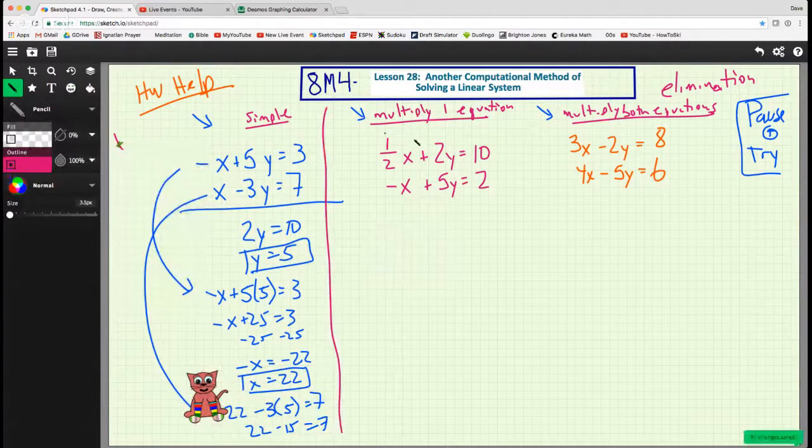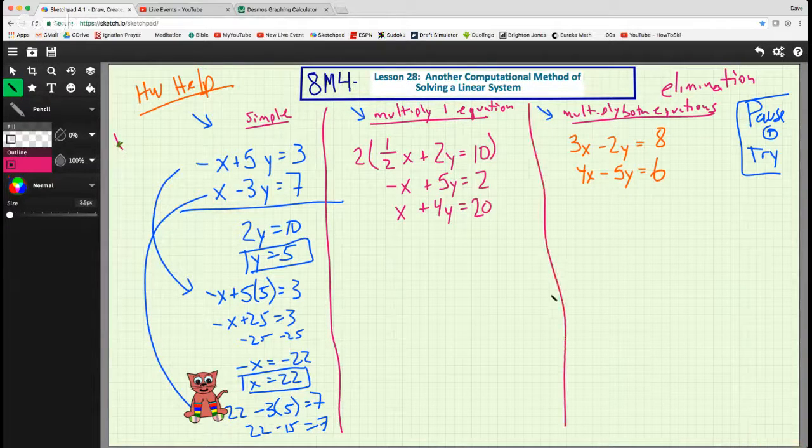This one we need to multiply by 1. Well, which is the one that we need to multiply? Well, we can't multiply 2 by anything to get to 5, so it must be this half that we need to multiply. And the answer is yes, we need to multiply this top one by 2. So then we get 2 times a half is just x, this is 4y, and then 2 times 10 is 20.